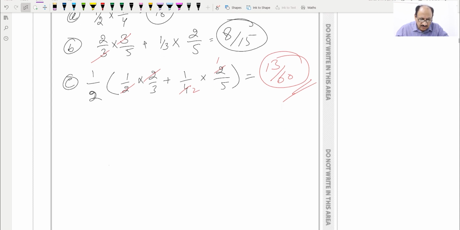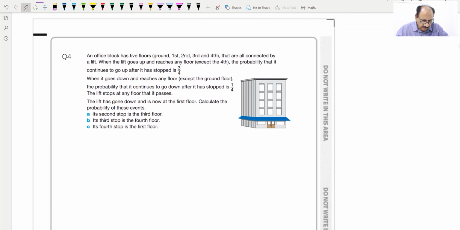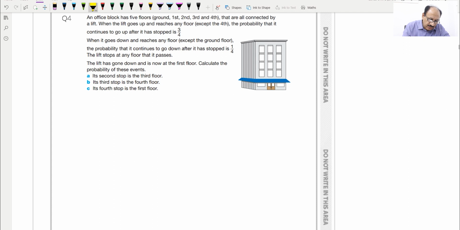Now the next question is a little tricky, which is this question 4. A and B part are easy, but C part is a little difficult. An office block has 5 floors: ground, first, second, third, and fourth. They are all connected by a lift. When the lift goes up and reaches any floor except the 4th floor, which is the top one, the probability that it continues to go up after it has stopped is 3 by 4.